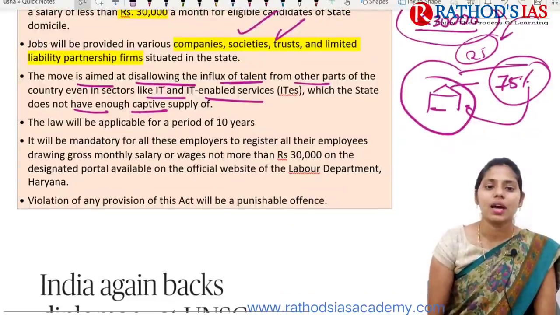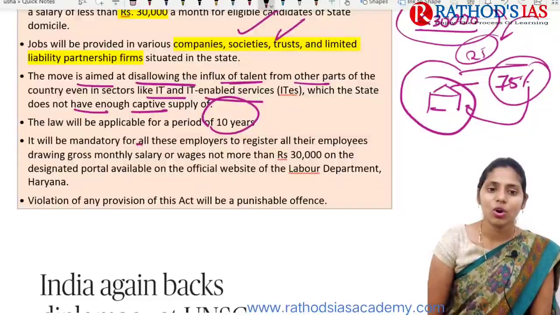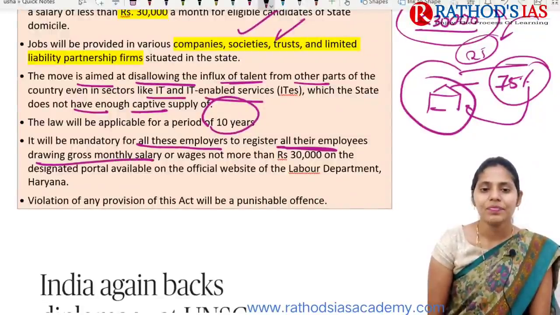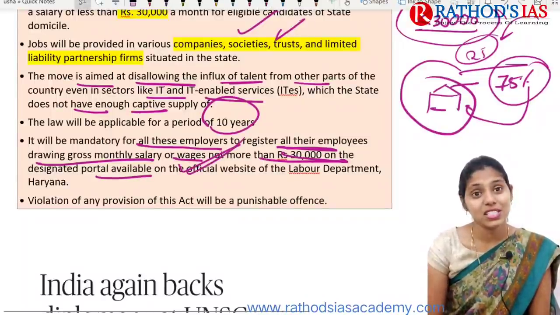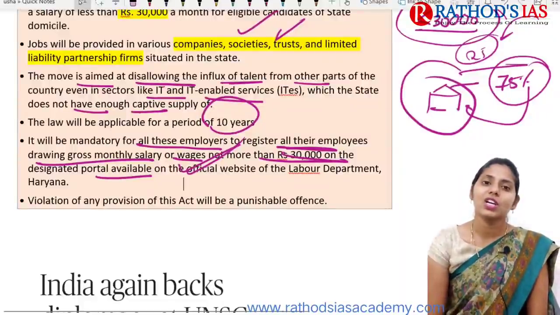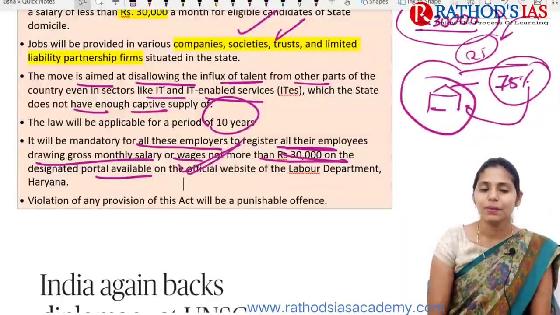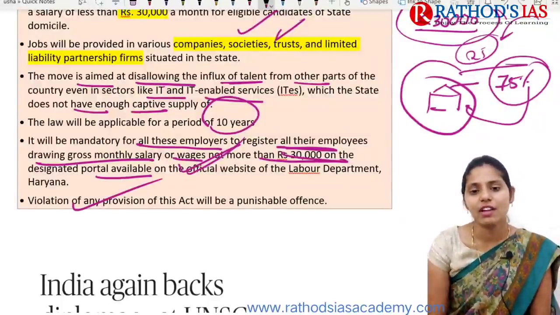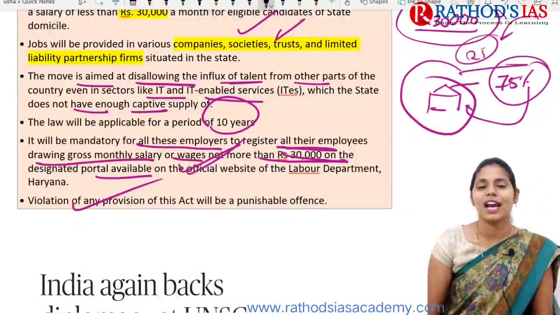Next, this law is applicable for a period of 10 years. It is mandatory for all employers to register all their employees drawing gross monthly salary or wages of not more than 30,000 on the designated portal. If there is any violation, there will be punishment. So these are some important facts that you need to remember regarding this act.